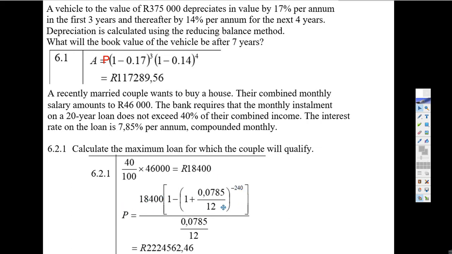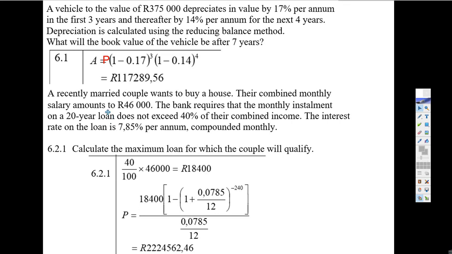You write down the formula for present value. It's x times (1 minus (1 plus i) to the negative n), where n is the number of payments, all over i. Well, there's your i, 0.0785. That's 7.85 divided by 100. But because it's monthly, you divide by 12. And 12 times 20 is negative 240. Just put all those numbers in your calculator, and you get the maximum loan that they can apply for. That's 2,224,562 Rand.